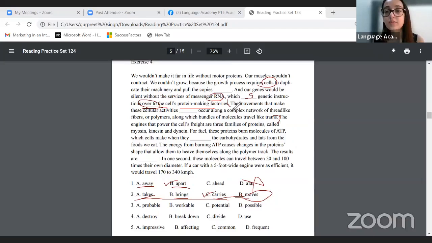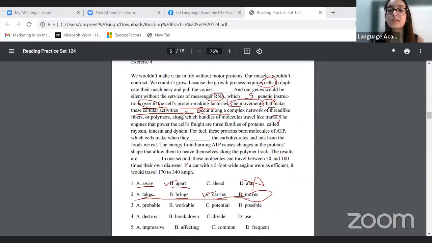What they do is they put the subject, the movements, and then they explain the movements. They don't continue the sentence. They continue the sentence after putting a piece of explanation, and then they put the verb, means from here the sentence continues. Basically, the sentence means the movements occur along a complex network of thread-like fibers.